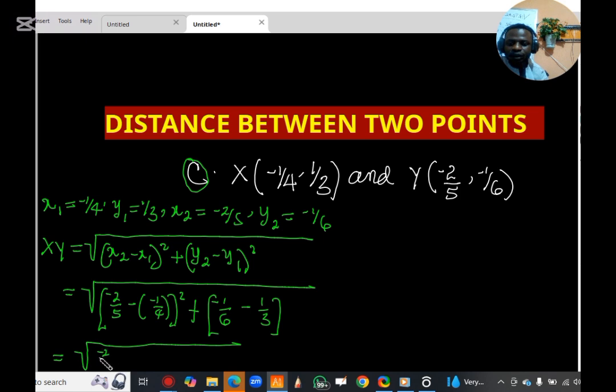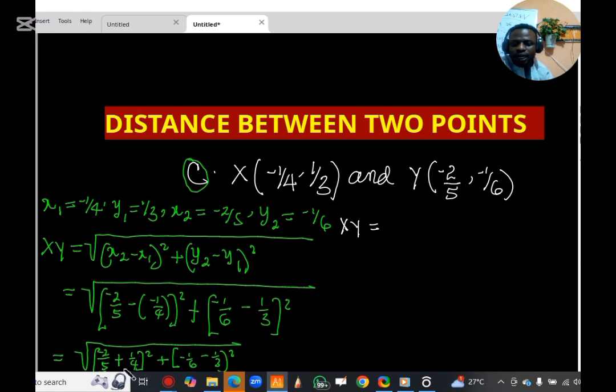negative 2/5 plus 1/4, all squared, plus this remains this way: negative 1 over 6, sorry, squared here, minus 1 over 3 all squared. Going forward, our xy will be equal to, now let's find the LCM of 5 and 4.